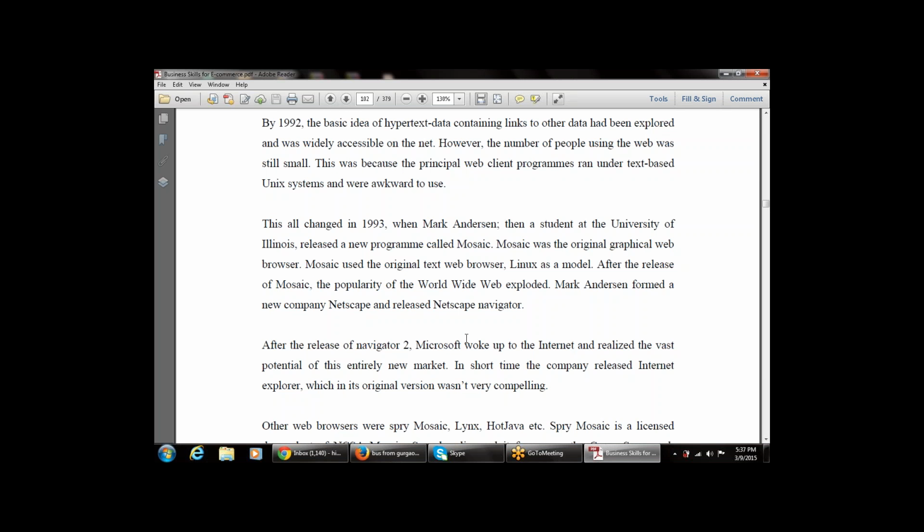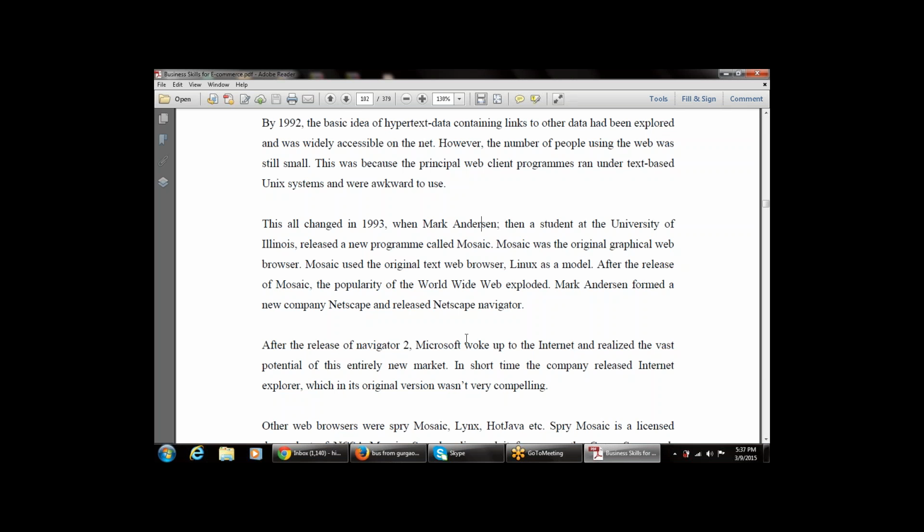These are the various histories of the web browsers. Then there was the release of Navigator 2, which is also a web browser. Internet Explorer, Navigator, Mozilla Firefox, Google Chrome. These are the web browsers used in day-to-day scenarios. But prior to this, there was Netscape Navigator, that is Navigator 2.